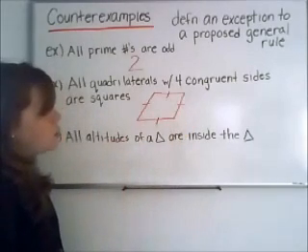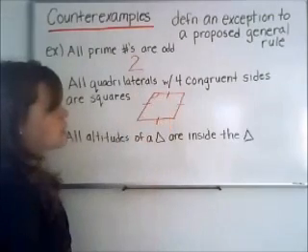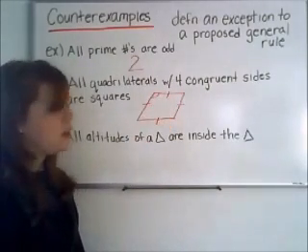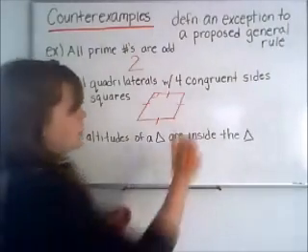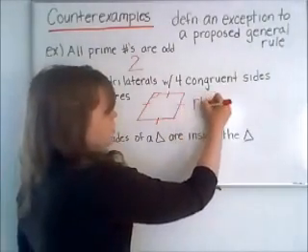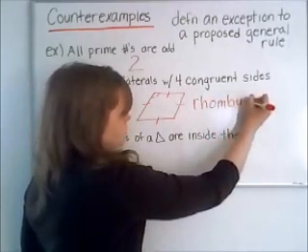Okay? But notice how it's not a square, because the angles inside the rhombus do not have to be 90 degrees. It is a parallelogram, but it is not necessarily 90 degrees. So a counterexample to this statement would be a rhombus.